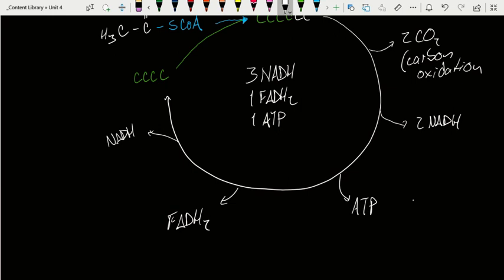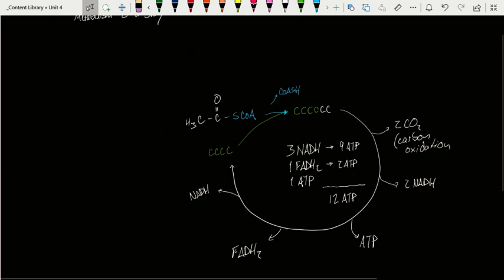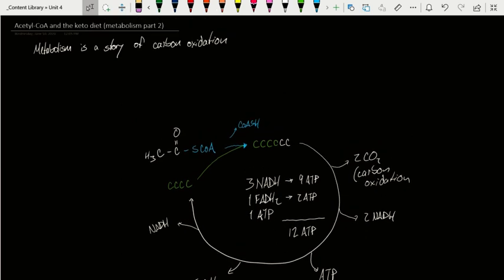In the electron transport chain, we're going to see that every one of these NADHs has the potential energy to produce about 3 ATP. So that's going to translate, 3 times 3, that's 9 ATP. The FADH2, one of those will make about 2, so we've got 2 ATP here. And then, of course, the 1 ATP that we generate in the cycle, that's a total of 12 ATP for just one acetyl-CoA.